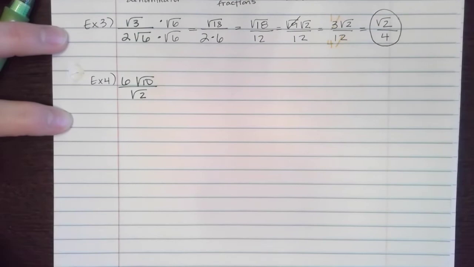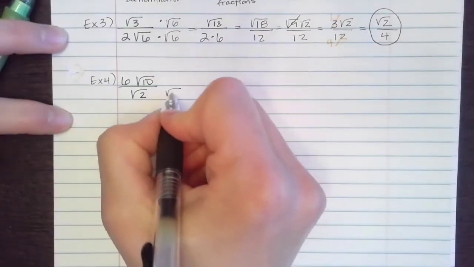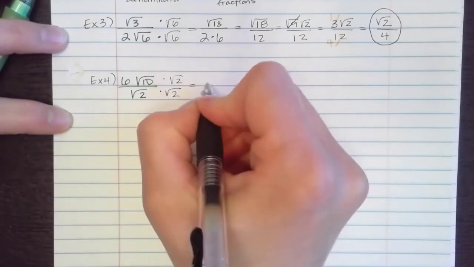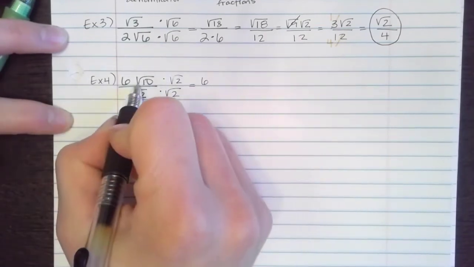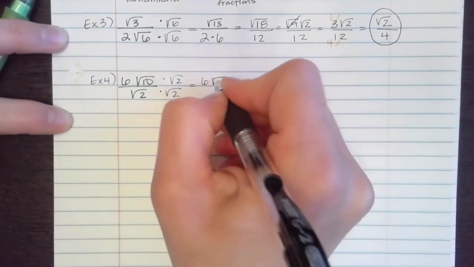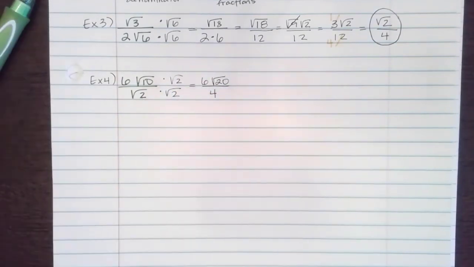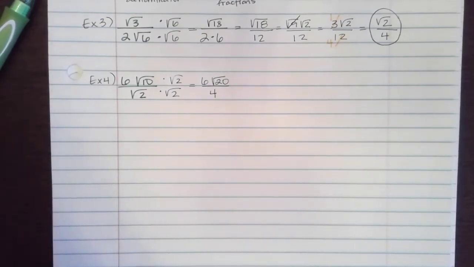Okay, I like to follow my steps. Get rid of that radical because that's what we came here to do. The rest of it is just extra. Square root of 10 times the square root of 2 is the square root of 20. Square root of 2 times the square root of 2 is 4. We rationalized the denominator, but it's just not simplified. You're just not done with the problem.